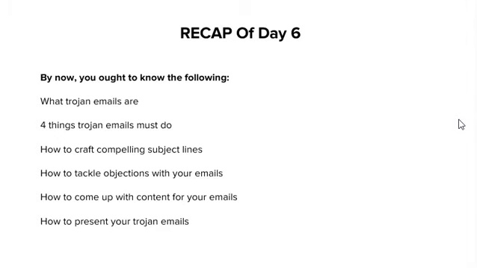Let's quickly do a recap of what was covered in day 6. In day 6, I showed you what Trojan emails are. I showed you 4 things Trojan emails must do. I showed you how to craft compelling subject lines, how to tackle objections with your emails, how to come up with content for your emails, how to present your emails, and I also gave you a truckload of my past emails that you can use as samples and idea generators. And I believe that with this information, you should be able to easily come up with as many Trojan emails as possible to promote any product whatsoever.